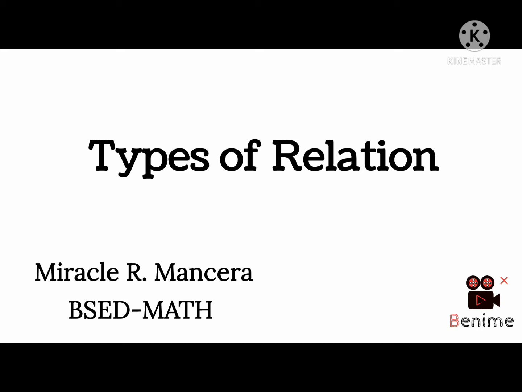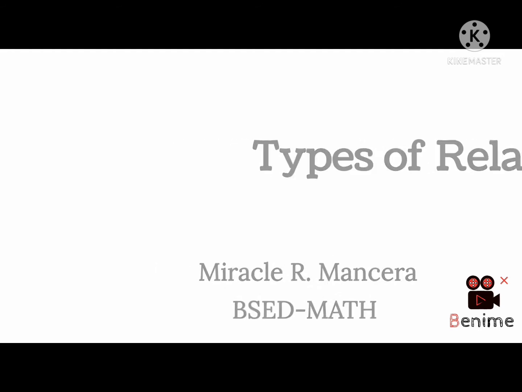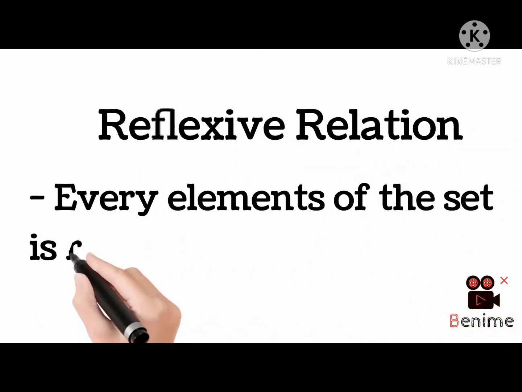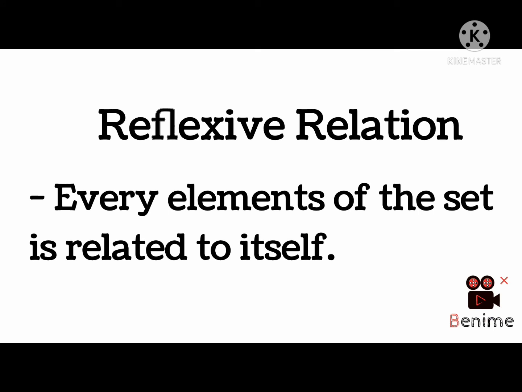So today we will have a simple and easy tutorial about the different types of relation so we can easily figure out whether it is reflexive, symmetric, and transitive relation. So let's begin with reflexive relation. In reflexive relation, every element of the set is related to itself.